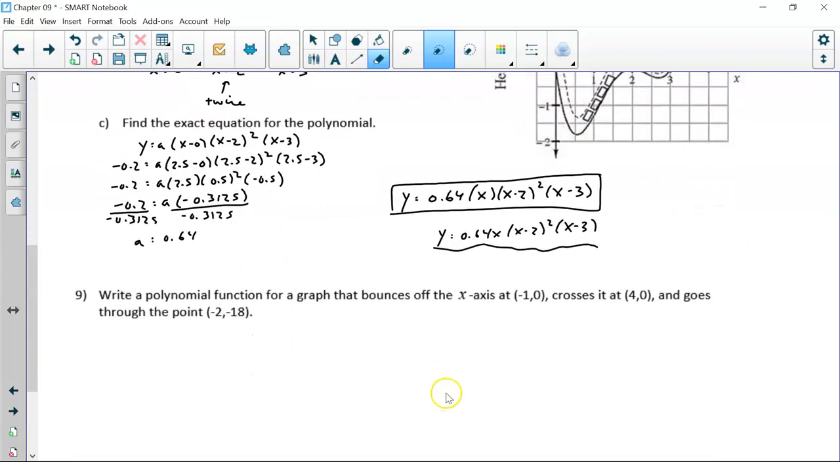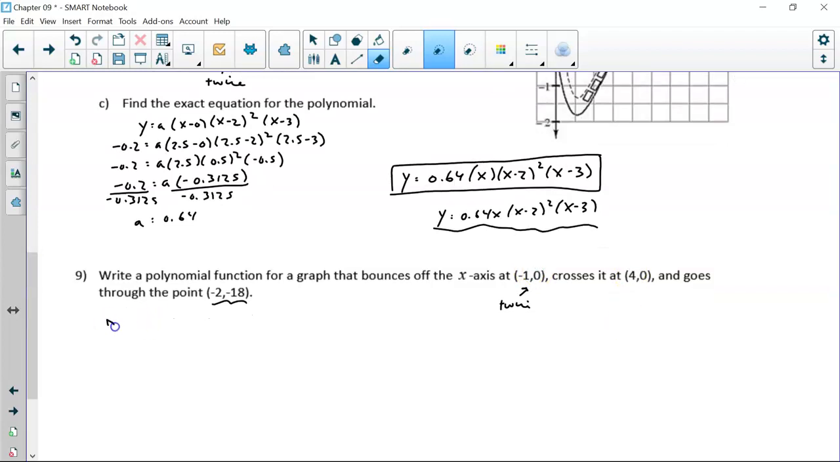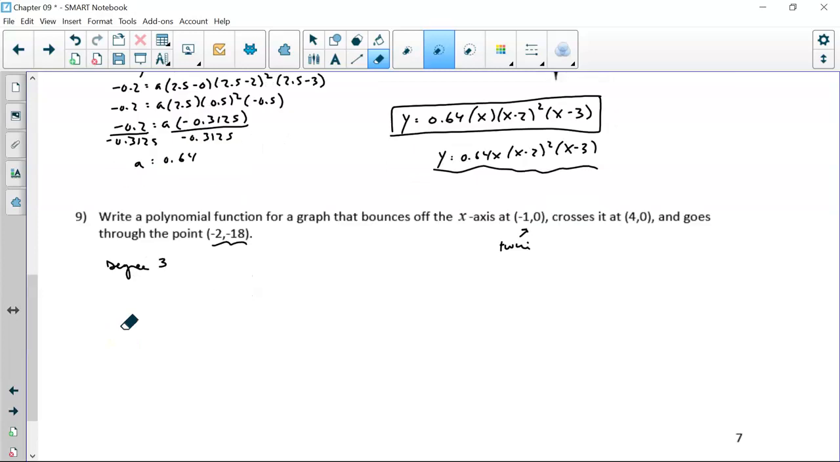Number 9. We're going to write a polynomial function for the graph that bounces off the x-axis at negative 1, 0, which tells us it's repeated. And it crosses at 4, 0, and it's going through the point negative 2, negative 18. So our degree will be 3, and we don't know what the leading coefficient is going to be. We don't know if it's going to be positive or negative yet.